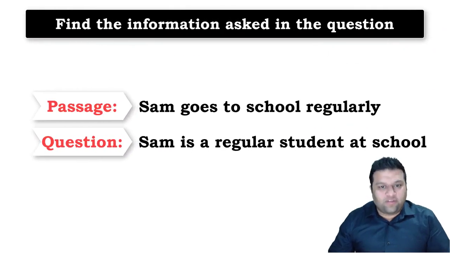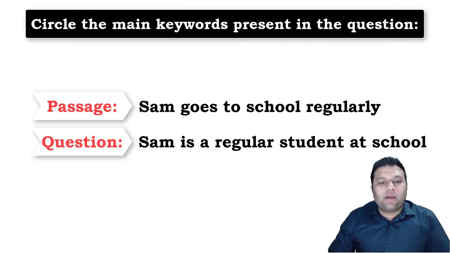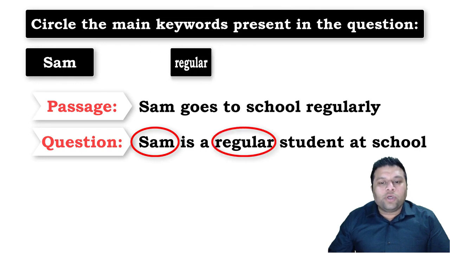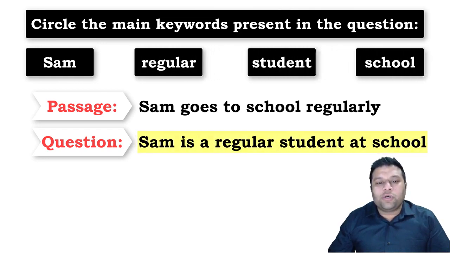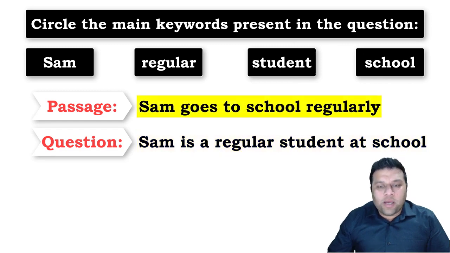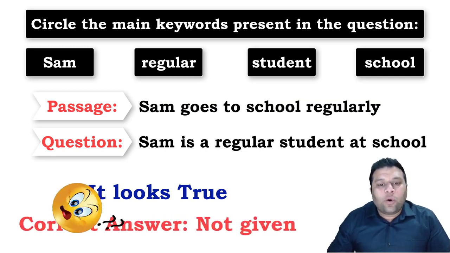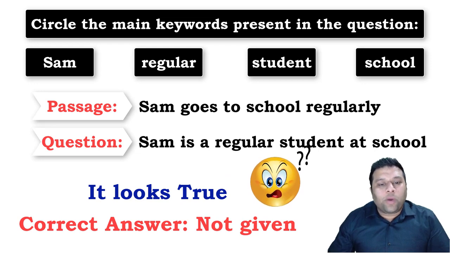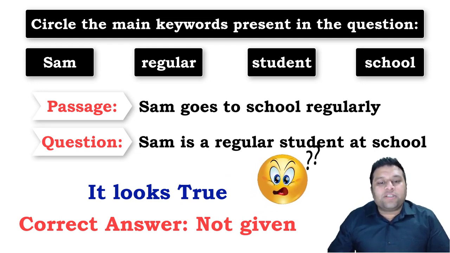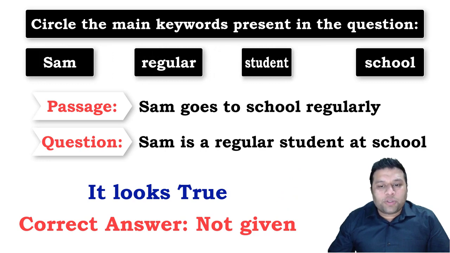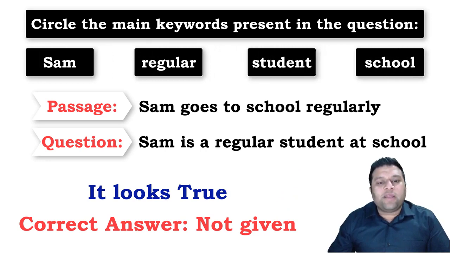So guys, let's look at this example. We have to find the information asked in the question in the passage. So we're going to circle our keywords: Sam, regular, student, school. The question says Sam is a regular student at school, and the passage says Sam goes to school regularly. By the look of it, it looks true, but the correct answer is not given, guys. Why is the answer not given? Because when we follow the strategy, Sam, regular, student, school, we've got 4 keywords. We have to find them in the passage.